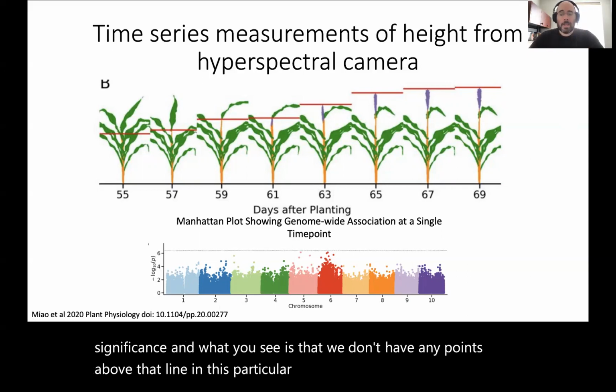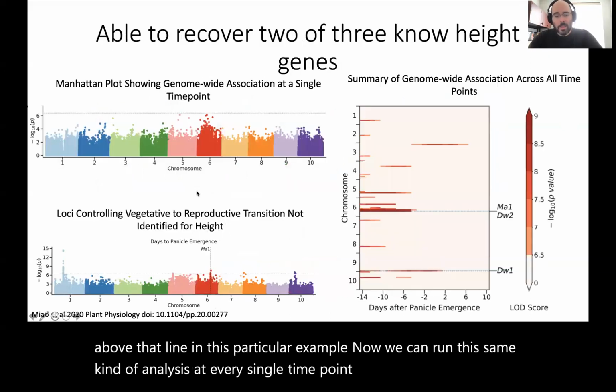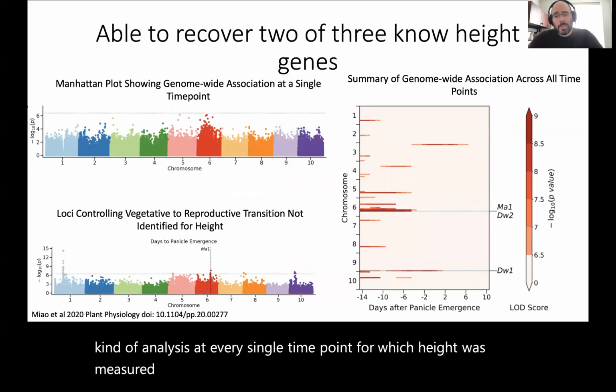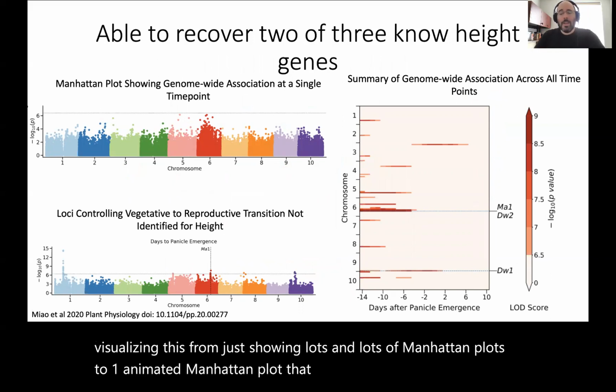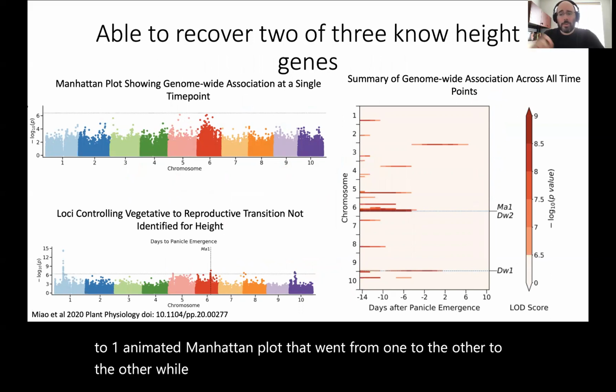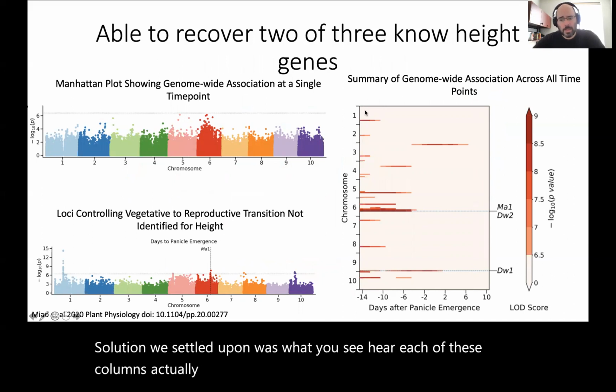Now we can run this same kind of analysis at every single time point for which height was measured. We experimented with a number of different ways of visualizing this, from just showing lots and lots of Manhattan plots to one animated Manhattan plot that went from one to the other to the other. While these looked cool, it was often hard to identify patterns. So the solution we settled upon was what you see here. Each of these columns actually represents a single genome-wide association study.